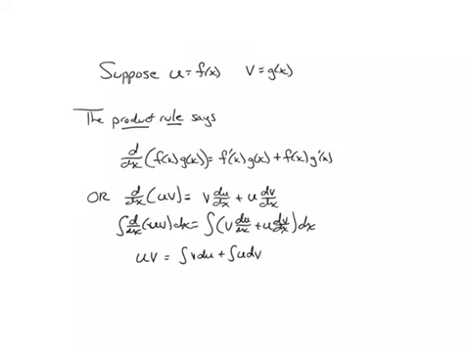And so if we solve this for the integral of u dv, the integral of u dv is equal to u times v minus the integral of v times du. So this is what's known as the integration by parts formula.